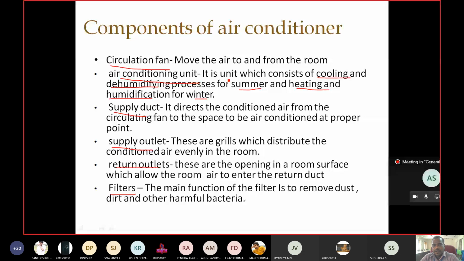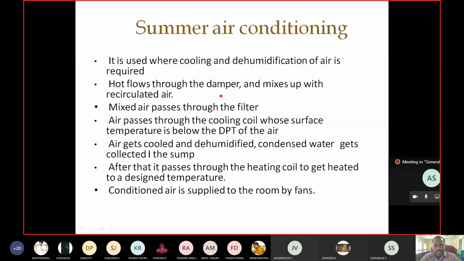Right, then we can get into the types of air conditioning. We have summer air conditioning. It is used where cooling and dehumidification of air is required. As I said earlier, we need cooling and dehumidification of air for summer. Hot air flows through the damper and mixes with the recirculated air. The atmospheric air will be hot, so we need to cool and dehumidify it.